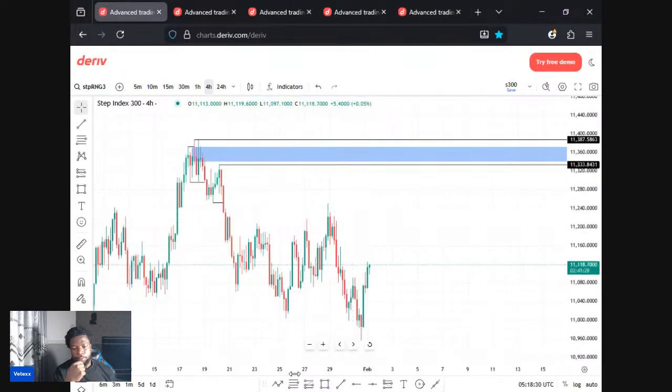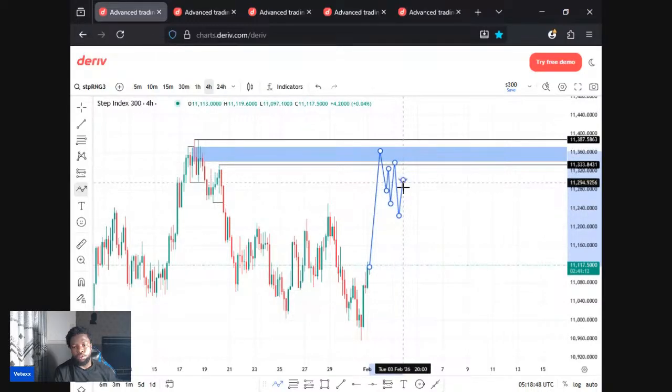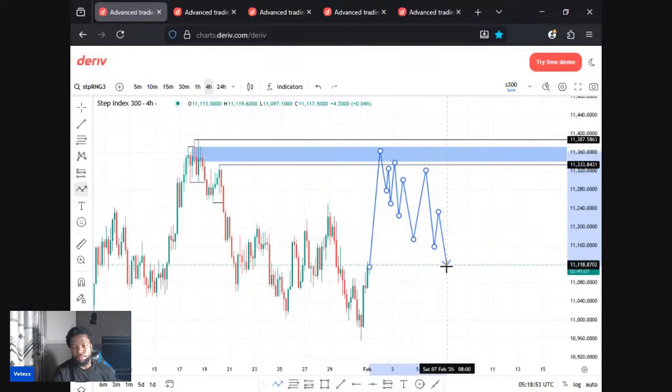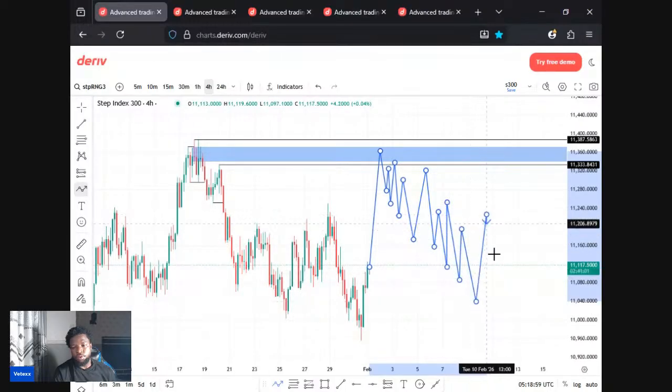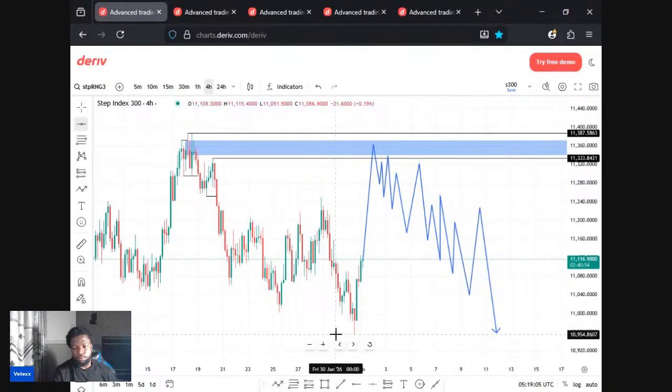Okay. Now what do we anticipate? If price doesn't stop on this 1 hour point of interest, we are anticipating price to go to this zone and start giving us sales on the 15 minutes time frame. Sales continuation. Sales continuation until this target is taken out. So this is what we'll be anticipating.